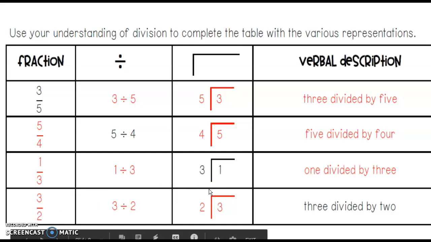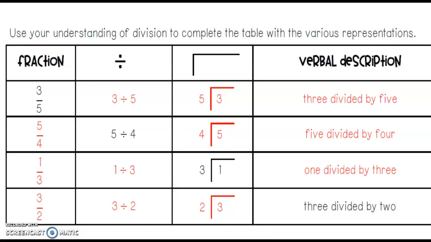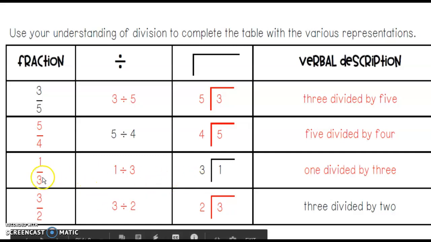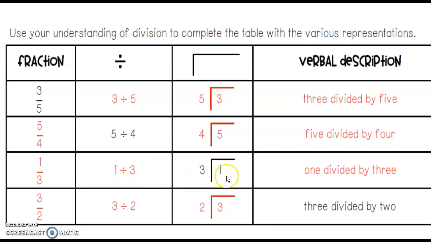All right, so pause the video and make sure you have all of that written down. Pay attention to the fact that the divisor is always going to be your bottom number or your second number. So you want to make sure that you're able to write these fractions the proper way when dividing so you can turn them into a decimal.